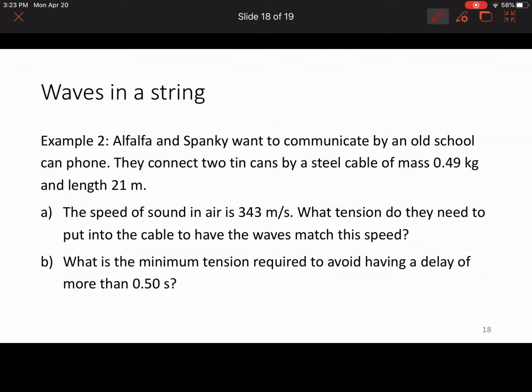All right, so these two cans are connected by a steel cable of mass 0.49 kilograms and length 21 meters. The question is, how hard do they have to pull on that cable in order to match the speed of sound in air, which is 343 meters per second? And what's the minimum tension required to avoid having a delay of more than half a second? All right, so take a minute, try to solve this, and then we will go over the answer together.